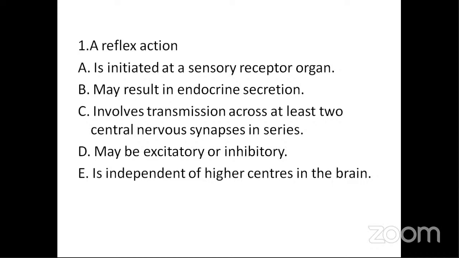First question. A reflex action is initiated at a sensory receptor organ. A reflex action may result in endocrine secretion. A reflex action may involve transmission across at least two central nervous synapses in series. A reflex action may be excitatory or inhibitory. A reflex action is independent of higher centers in the brain. Which among the following is true and which is false?